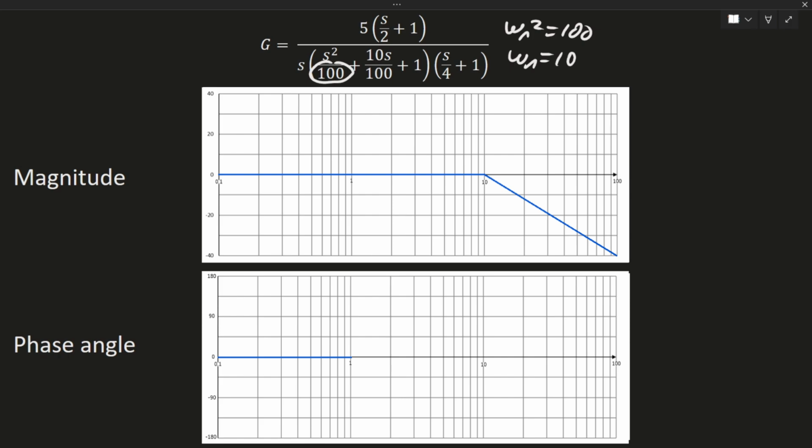Then you do times 10 for the natural frequency. 10 times 10 is 100. By the time it's at 100, it's going to decrease to negative 180 degrees. You draw a straight line, and then beyond that is just a straight line.